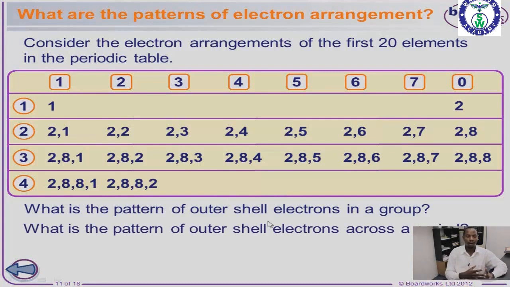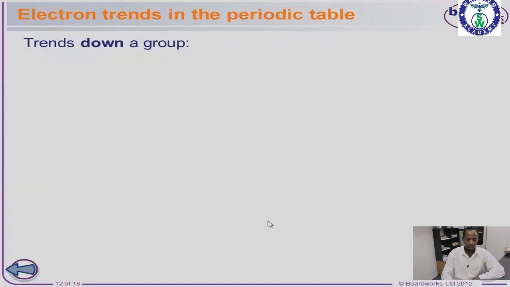It means the number of shells determines the period the atom belongs to. So if we know the number of electrons, we can simply tell the period it will belong to in the periodic table. Is that okay? Great. If this is understood, now let's go down to the group.